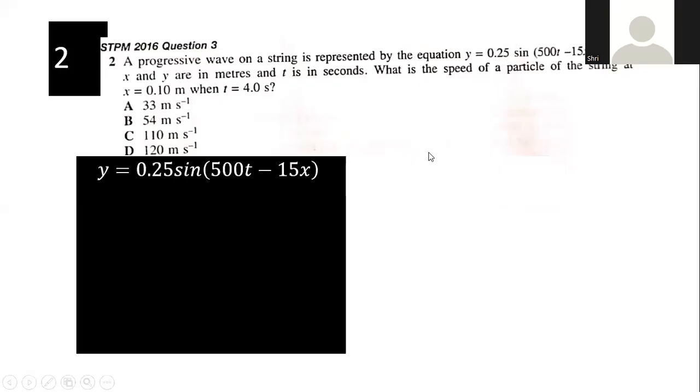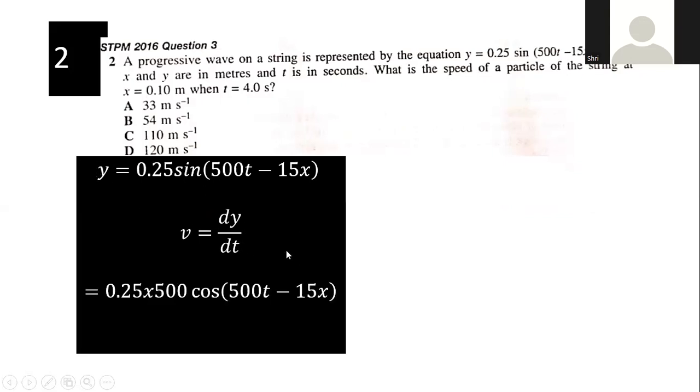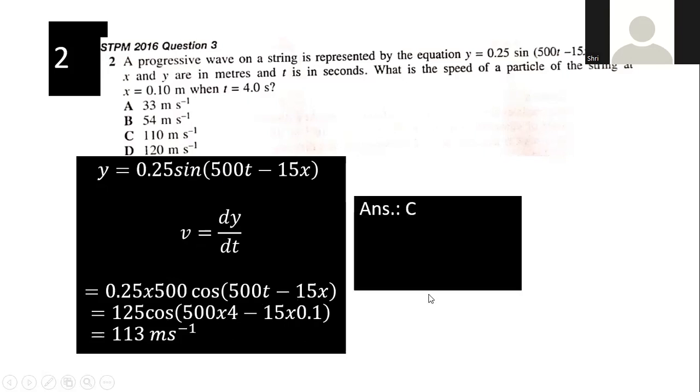Right, same. That's the equation. Differentiate it, dy/dt. So it's 0.25, sine becomes cos. Then you differentiate that one, becomes 500. Then put in your value, their distance and that time there. But remember, you have to convert it to radian before you calculate it. The answer is C. Good.